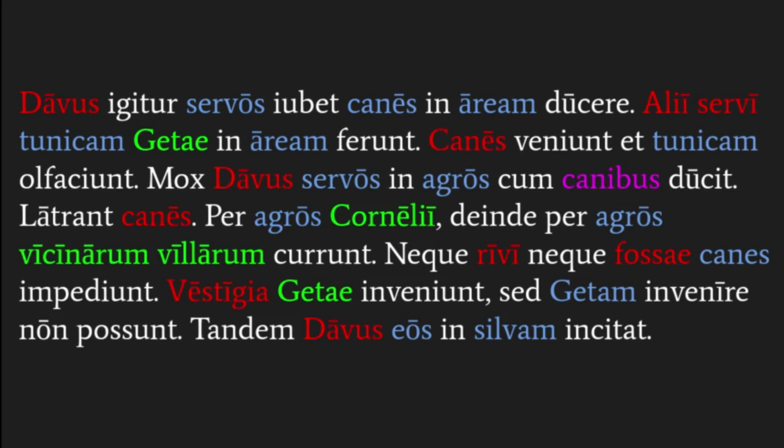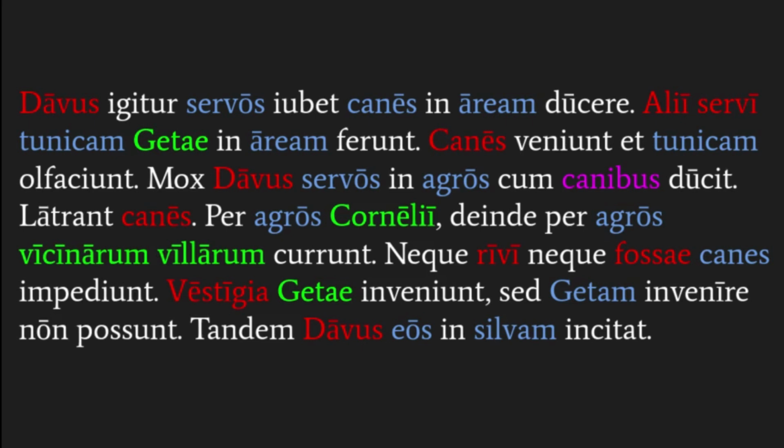Mox Davos servos in agros cum canibus ducet. So soon, Davos, you have to go all the way to the end. What's he doing? Ducet, he leads. Who does he lead? The servos. He leads the slaves into the fields, in agros. And again, it's accusative here because you're going into the fields. You're showing motion into. And he leads them into the fields, cum canibus, with the dogs. Cum always takes an ablative, which is why you have canibus here. So he leads them into the fields with the dogs.